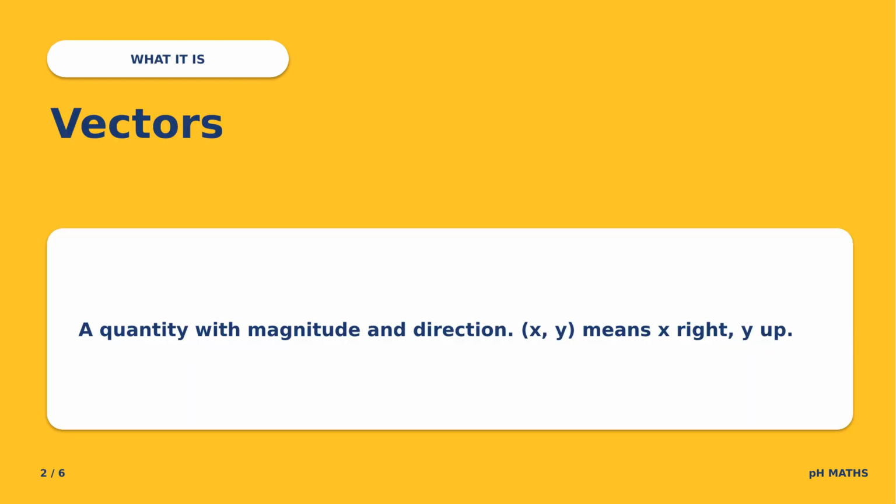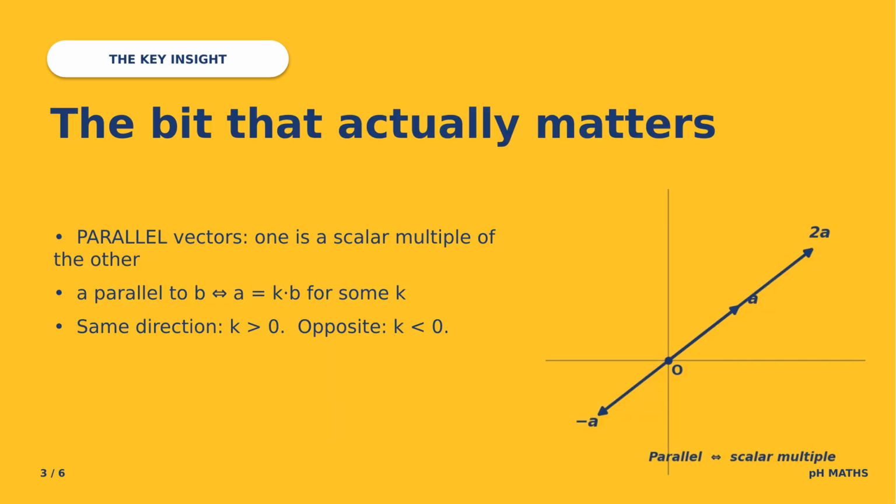Definition: a vector has magnitude and direction. Written as a column, x is on top and y is on the bottom, or as an arrow in a diagram. The vector (x, y) means x units right and y units up. Vector AB, from point A to point B, is the displacement from A to B. Direction matters. That's what makes a vector different from a number.